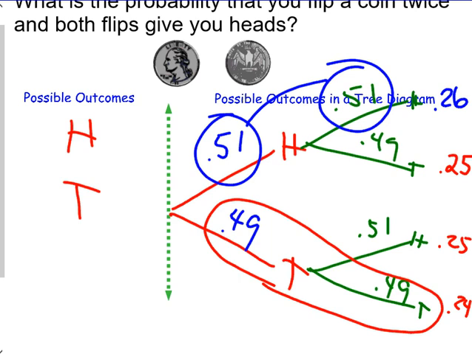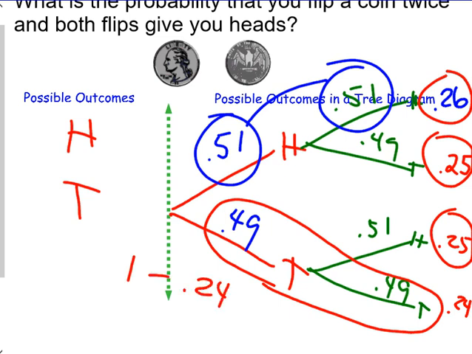Well, at least one heads means it's this or that, which, yes, you can just add them all up, but that's not the fast way. Who can see the fast way? Yes, you. What do you think the fast way is? 1 minus 0.24. I knew what you meant. 1 minus 0.24 would do the same thing, but faster.